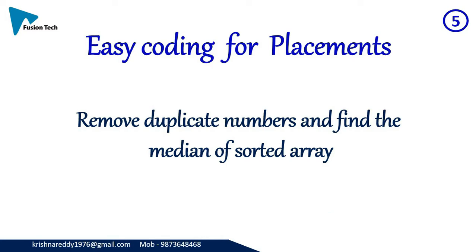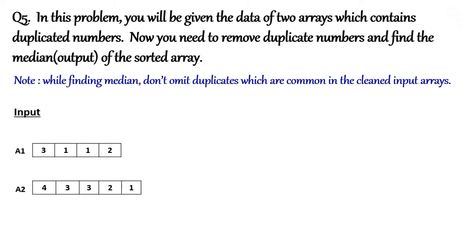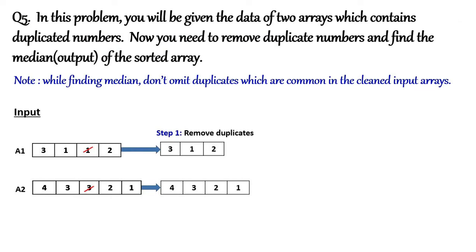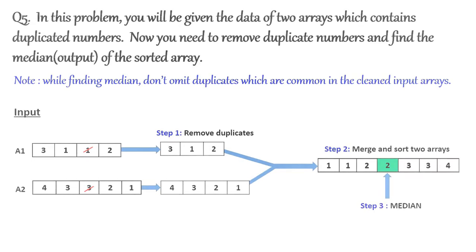In this session, we will try to understand how to remove duplicate elements from an array and find the median of sorted array. Let us move on to our question. They have given us two arrays which contains duplicate values. First we remove the duplicates from two arrays, then we merge two arrays. Finally, we have to find the median by sorting merged arrays.